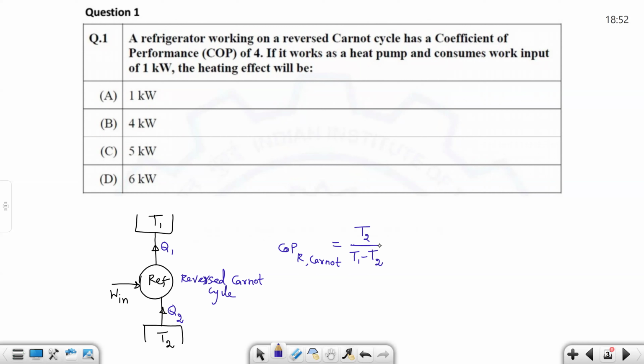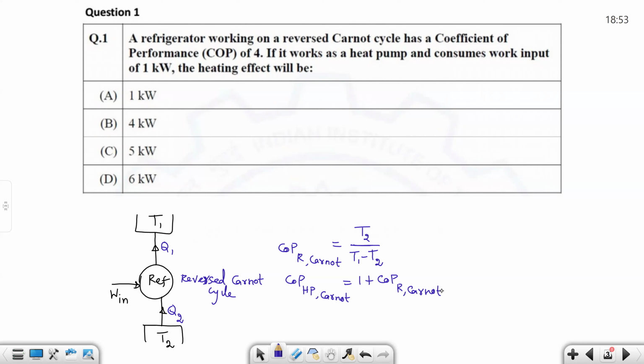So if it works as a heat pump, so COP of Carnot heat pump is equal to same temperature limit, right? So if it works as a heat pump, then it is the same temperature limit. So this will be 1 plus COP of refrigerator Carnot. Okay, so we know that COP of heat pump is 1 plus COP of refrigerator.